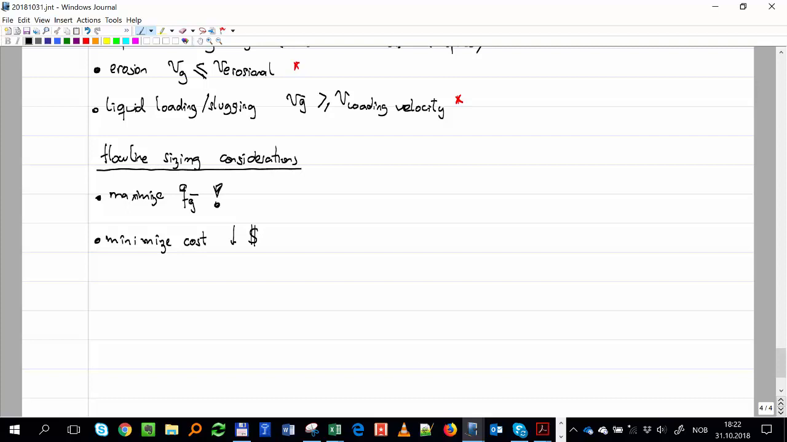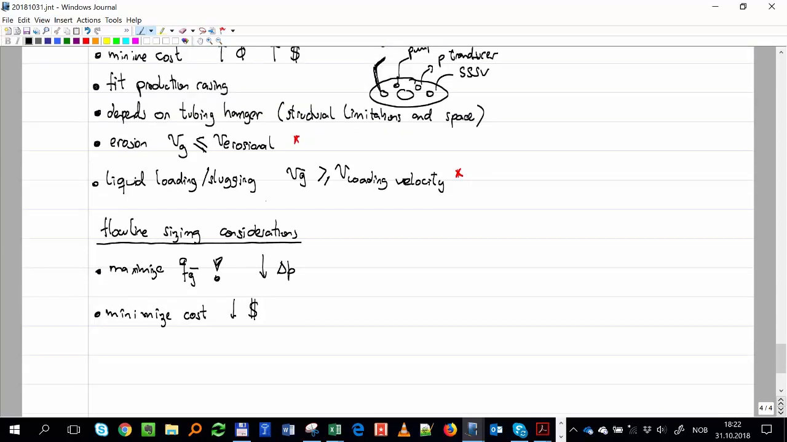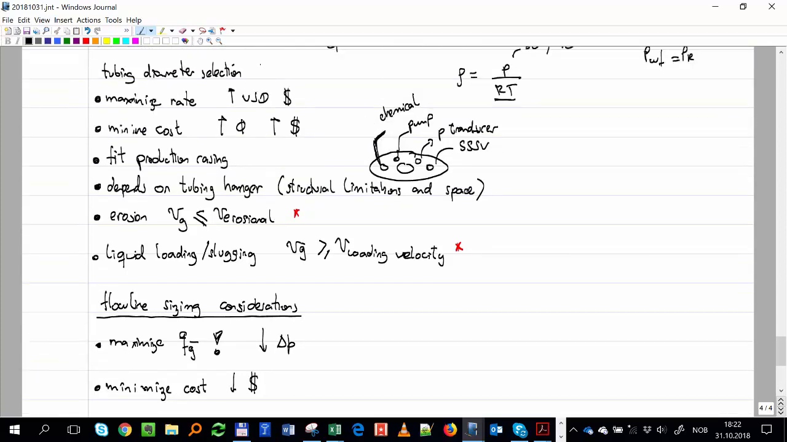A bigger pipeline will be more difficult to manage, more difficult to lay, and more expensive to transport. It will take more time to lay on the seabed or on whatever you're laying your pipeline. So remember, maximize QG is usually minimize delta P. Also here, minimize delta P.